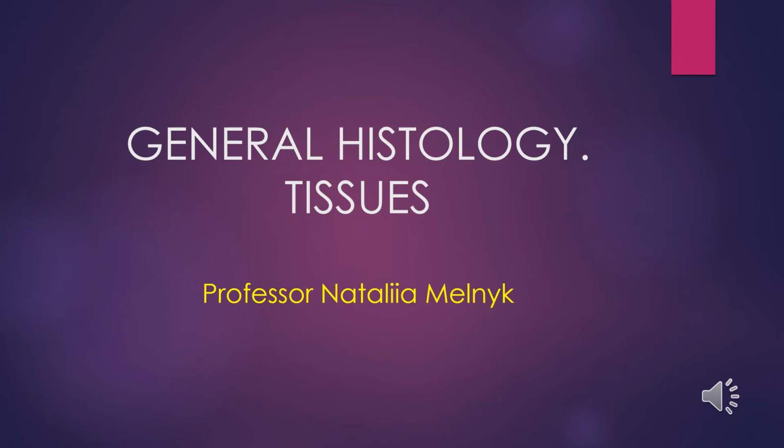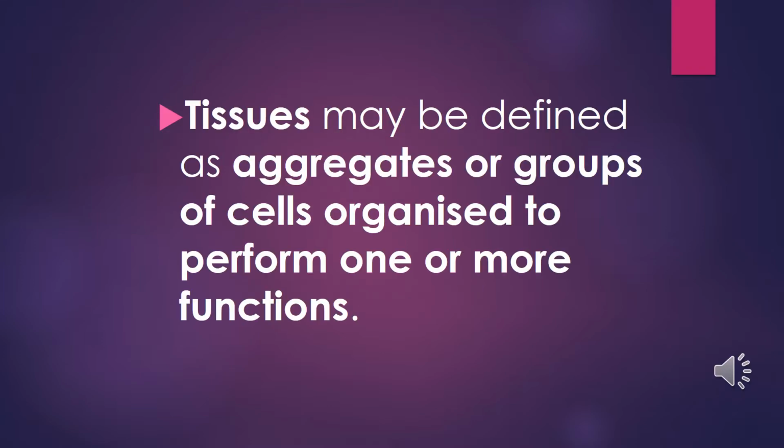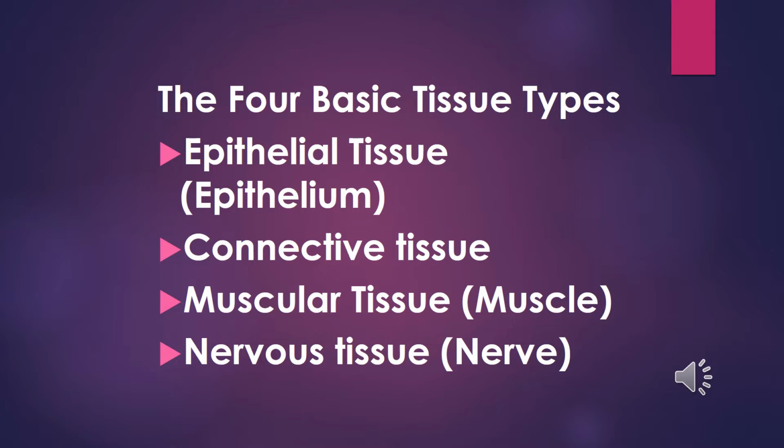Today we have a lecture: General Histology, Tissues. What does it mean, tissue? Tissue is aggregates or groups of cells organized to perform one or more functions. Classical information about tissues includes four types: epithelial tissue, connective tissue, muscular tissue, and nervous tissue.